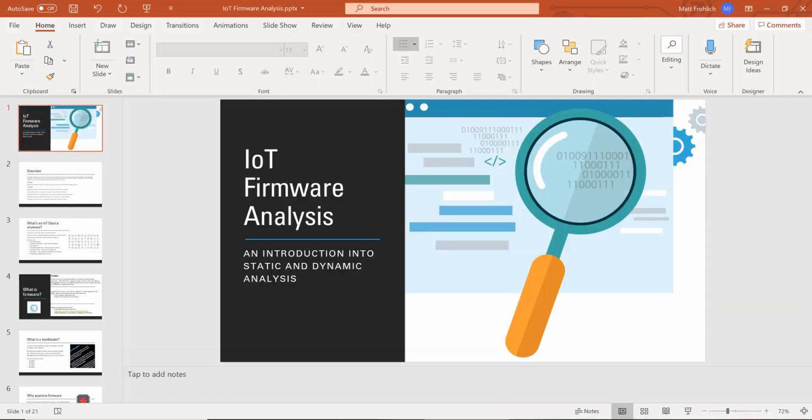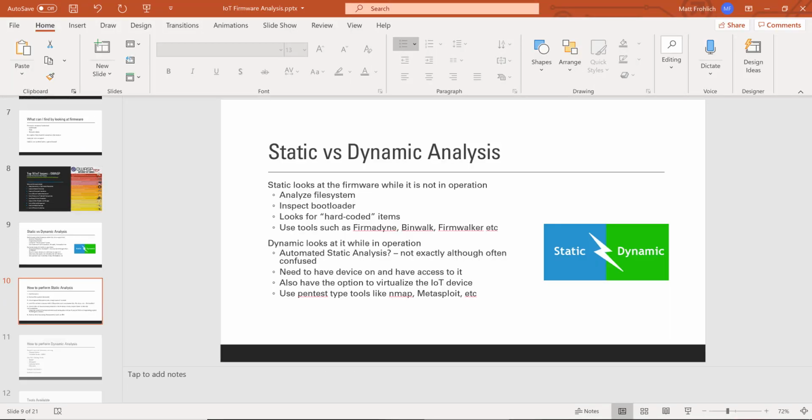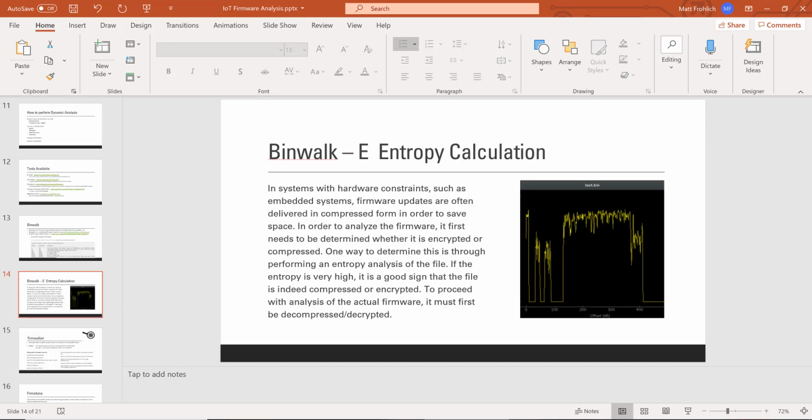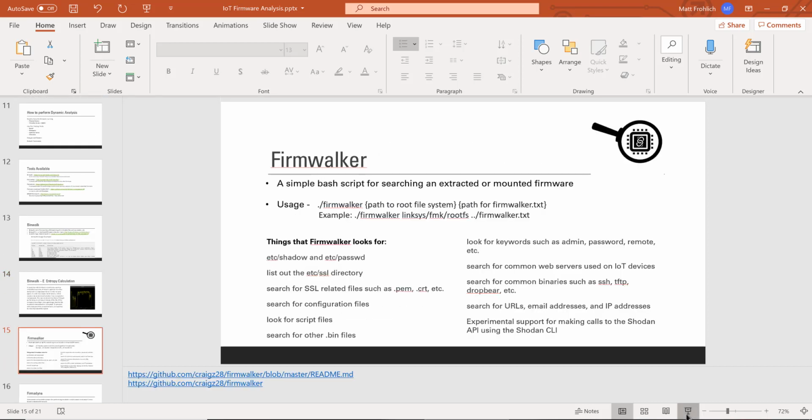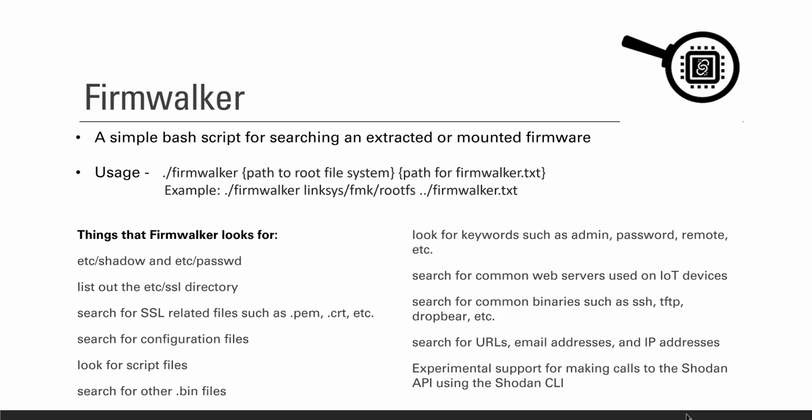That kind of leads us to our next tool here, which is Firmwalker. Firmwalker is a nice little script that I ran across that will sort of automate looking through that extracted firmware for us. So here's the usage, and I'll show it here in just a minute. But it's going to go through and automatically look for all of these things: shadow files, password files, SSL directories, telnets. It's going to look for scripts. It's going to look for all of these things automatically for you. So it makes your life much easier.